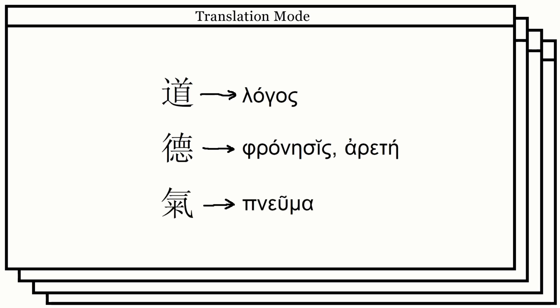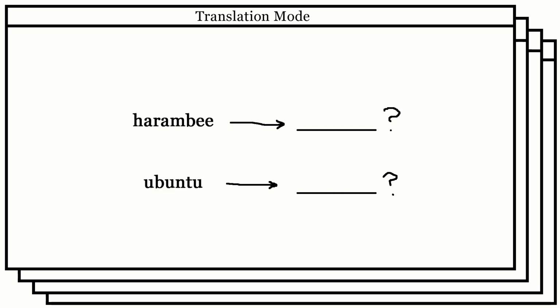That's the issue when it comes to working with text about old ideas, but we have related issues just translating modern languages. How would you translate the word Harambe or Ubuntu into a single word in English? Can't be done. These are concepts that can be expressed in single words in some languages, but not others.